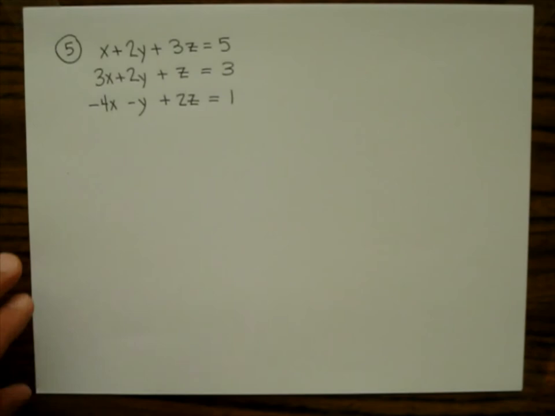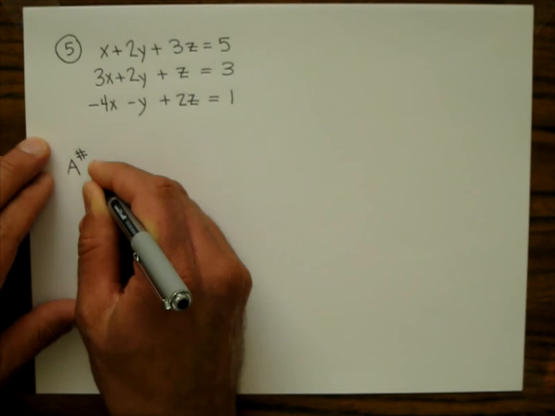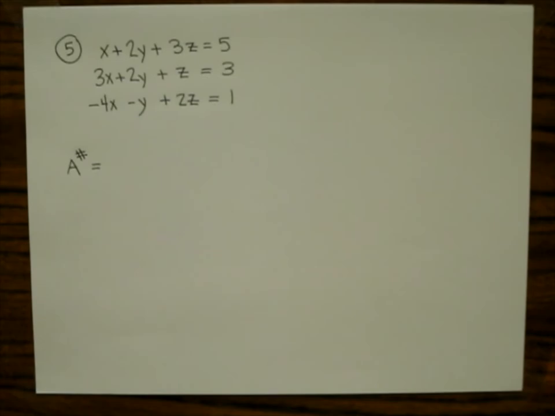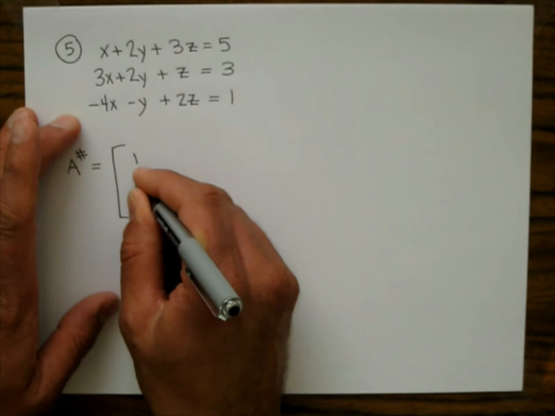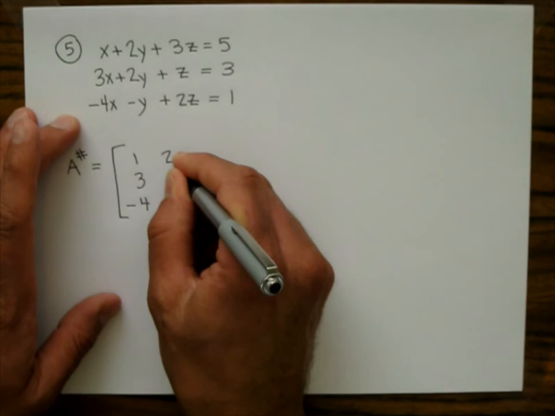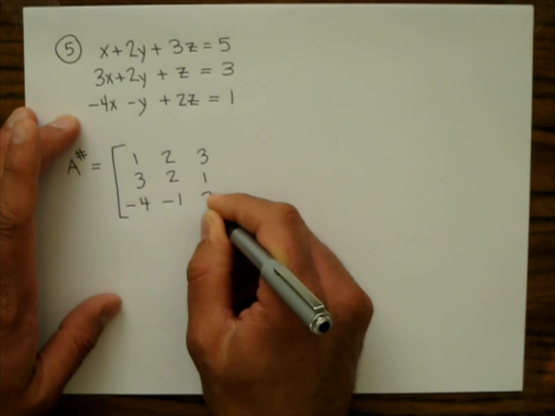So first thing I'm going to do is draw out the augmented matrix. And as we do this problem, we're going to throw some definitions at you right in the middle of the problem, because it's going to be a good time to do that. So we have 1, 3, negative 4 for the first column. We have 2, 2, negative 1, 3, 1, 2, and 5, 3, 1.